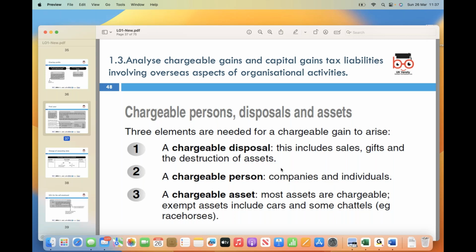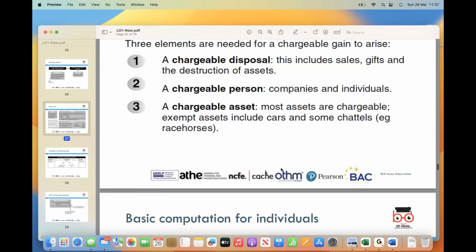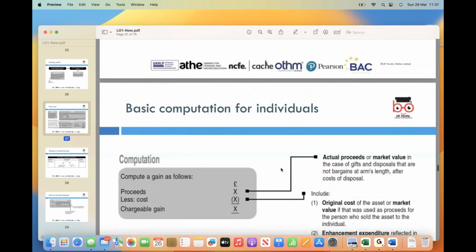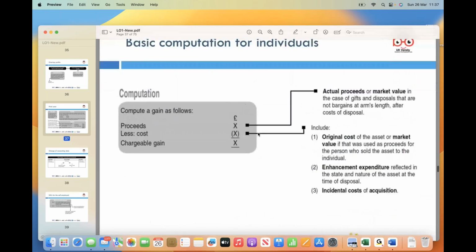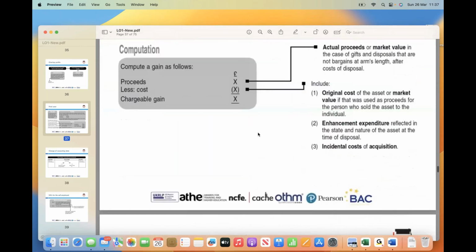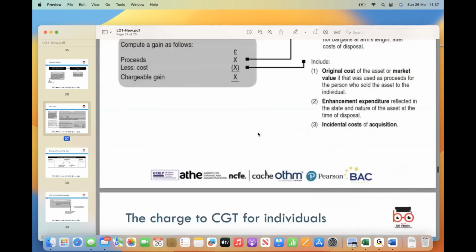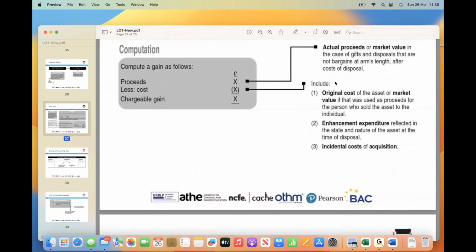Then the basic computation for individuals. To compute a chargeable gain, the following steps should be taken. Determine the proceeds from the sale or disposal of the asset, or the market value if the disposal was not made at arm's length.